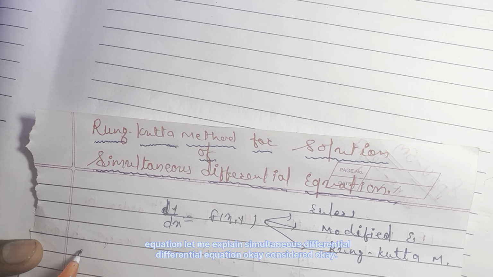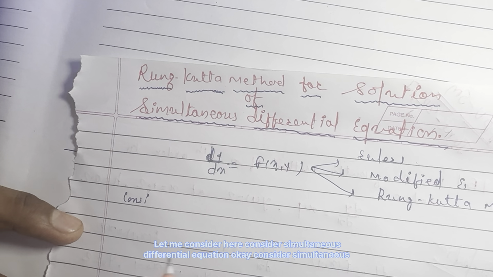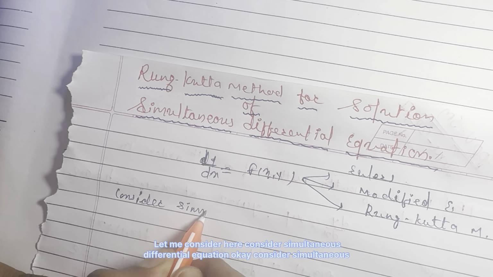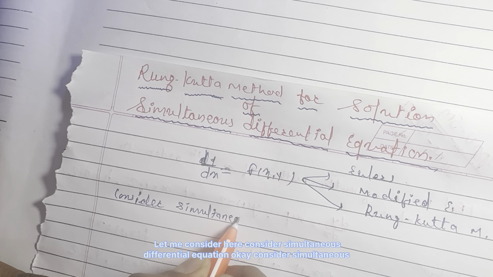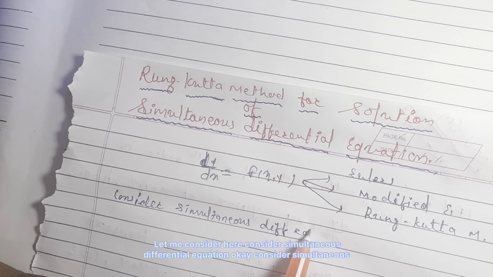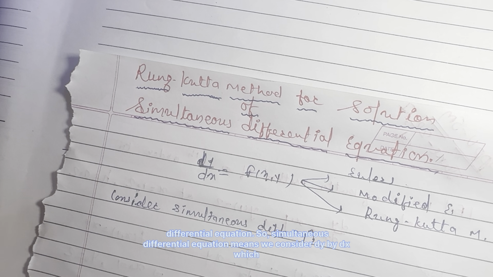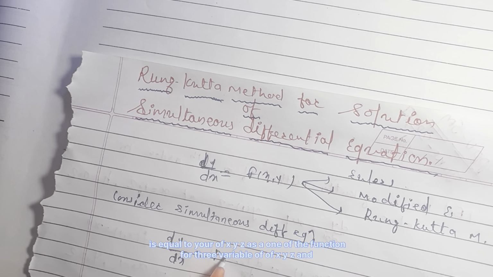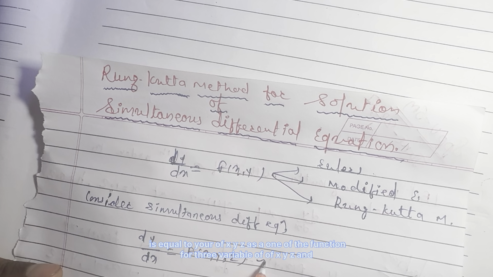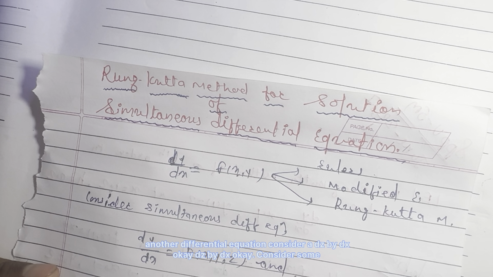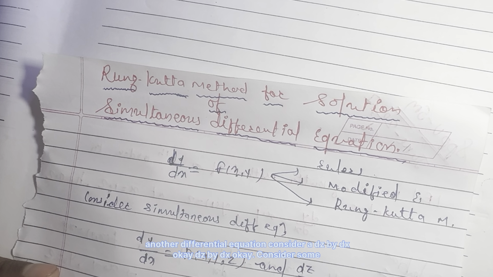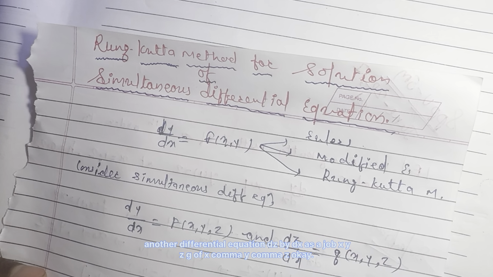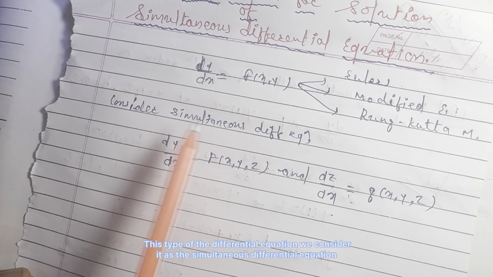Let me explain simultaneous differential equations. Consider simultaneous differential equations. It means we consider dy by dx equal to f of x, y, z as one of the functions of three variables, and another differential equation dz by dx equal to g of x, y, z. This type of differential equation we consider as a simultaneous differential equation.